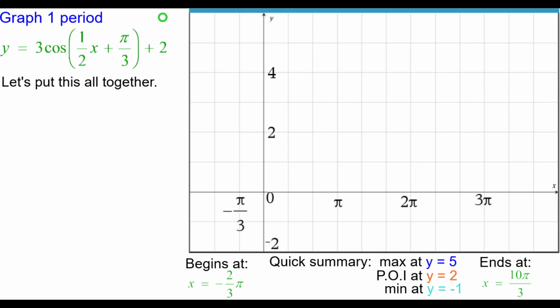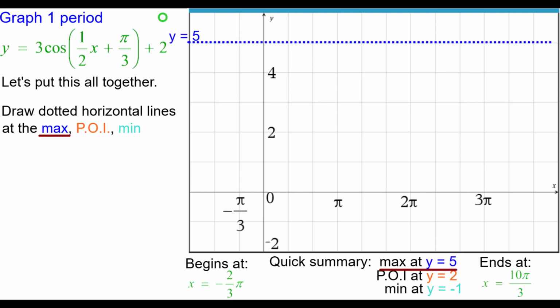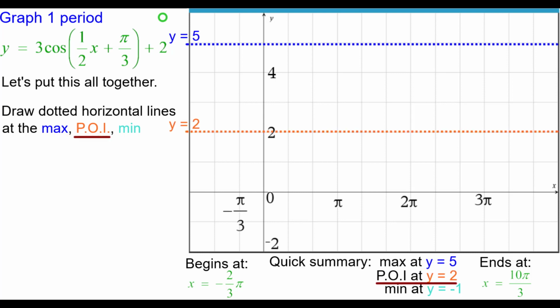Now let's put all this together. With this quick summary, this tells us where the points are going to be. I'm going to draw dotted horizontal lines at the maximum, point of inflection, and minimum. These are not asymptotes, they're just boundary lines to help me graph it more easily. So at y equals 5, I did that one in blue, y equals 2 in orange, and y equals -1 in that aquamarine color.